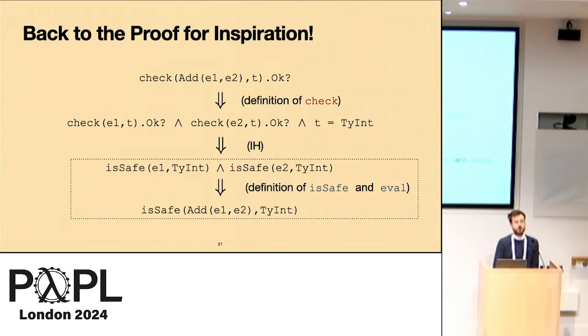So I want to go back to the proof for inspiration, and in particular I want to take a look at the last step of the proof. And I want to think about, to complete this case of the proof, what do we need to know about the safety property? It turns out that the only thing we need to know about the safety property in this case of the proof is that E1 being safe at int and E2 being safe at int jointly imply that add E1, E2 are safe at int. And that's the only fact that you need to know about the safety property. In fact, you need to know nothing about eval to complete this proof. All you need to know is that fact about the safety property.